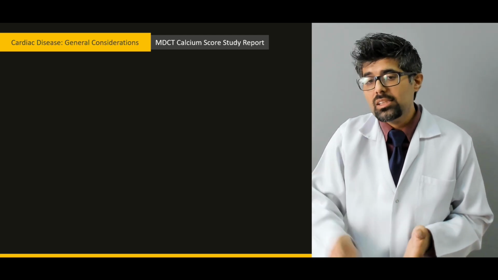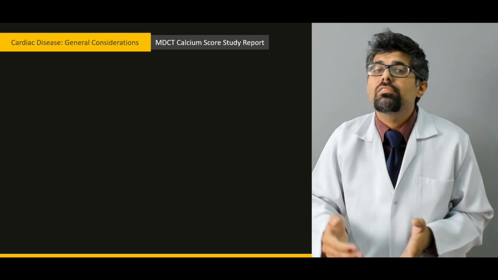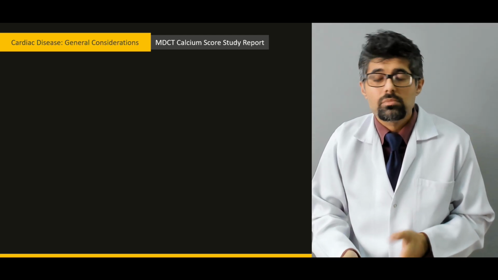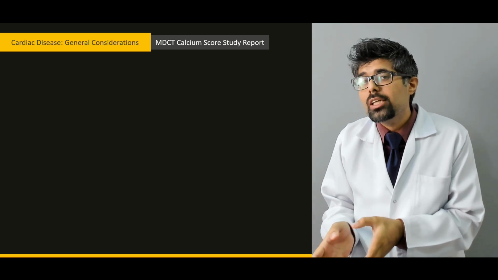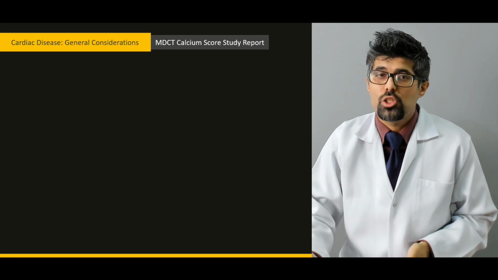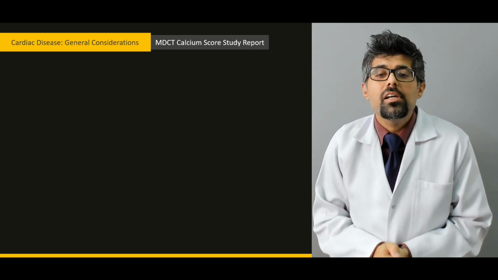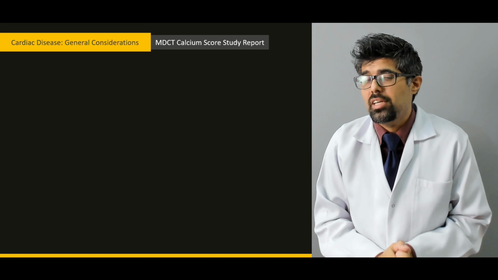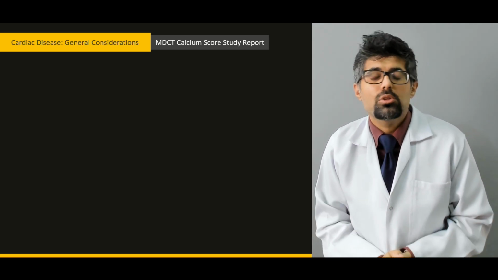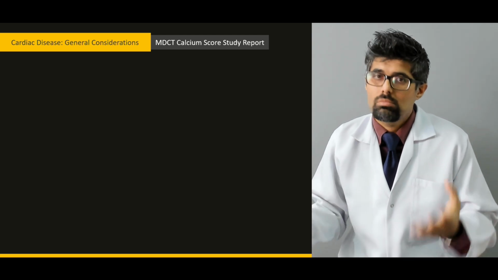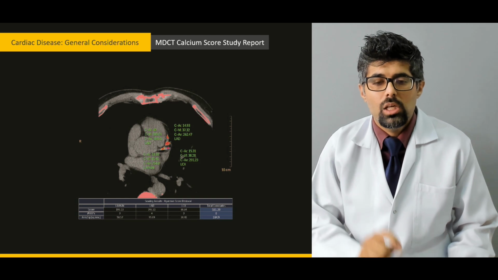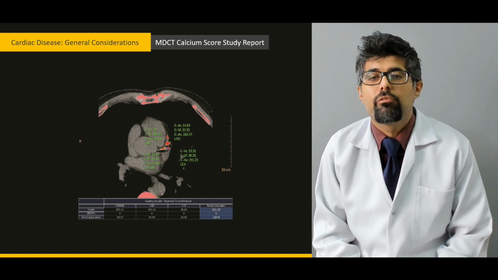Because this modality gives us a specific score, as the name says, according to that score we choose the treatment methodology. MDCT here stands for multi-detector computed tomography, and the calcium score study report means the calcium score. Now, this is how it is performed.